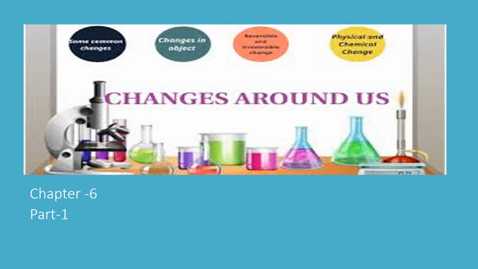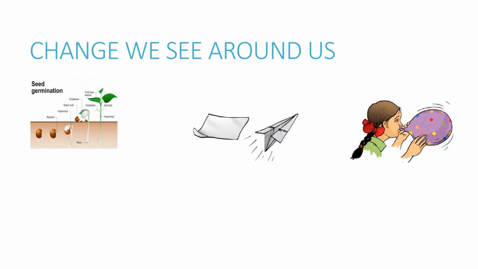So today in this video lecture number 10, I will be discussing the 6th chapter of class 6 science, that is changes around us. Coming to the first slide, here you can see three different pictures showing different kinds of changes which you observe around yourself daily. Here you can see seeds germinating into seedling, paper which has been folded and a paper plane has been made, and flowing of water. So these are some of the changes which you can observe daily around you.